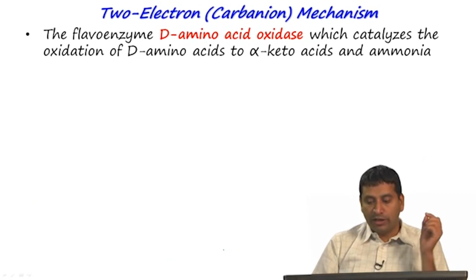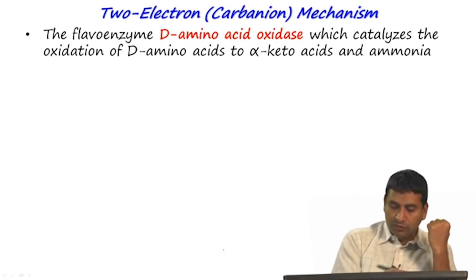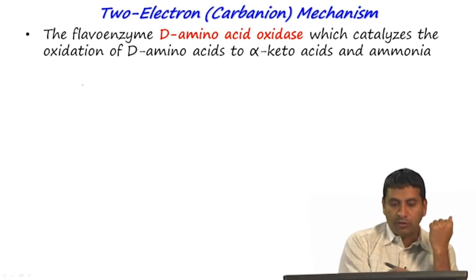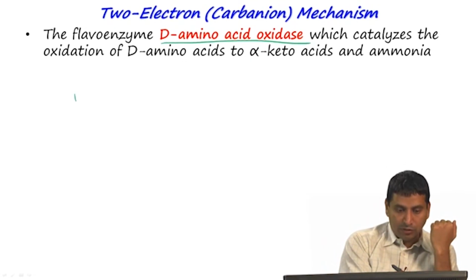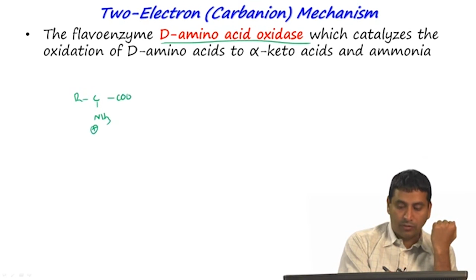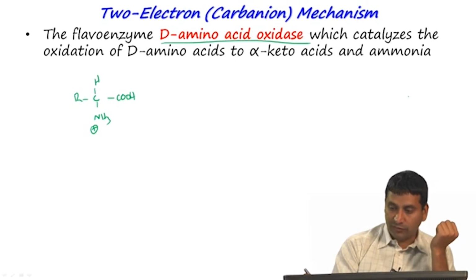So, now let us look very quickly at the 2 electron carbanion mechanism. Here the example that we are going to look at is D-amino acid oxidase. So, let us draw out an amino acid. Basically it is NH3+, COOH, and this is the hydrogen, and the final product that you are going to get is a keto acid, which is basically R-C=O-COOH.